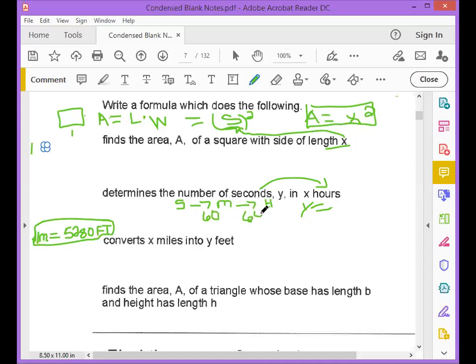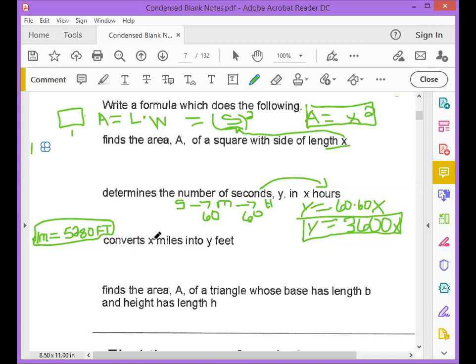There are 60. So however many hours we have for x, we have to multiply those hours by 60 minutes in an hour, and then 60 seconds in each minute. So 60 times 60 would give us 3,600, 3,600 times x. And x represents the number of hours that we're substituting here. That would give us y, the number of seconds in x hours.